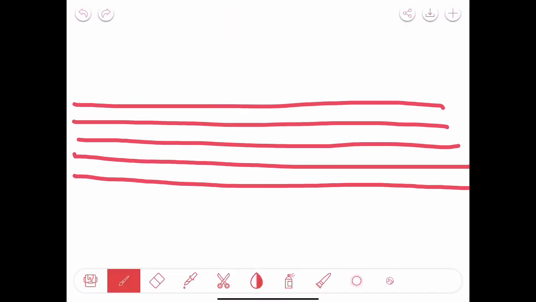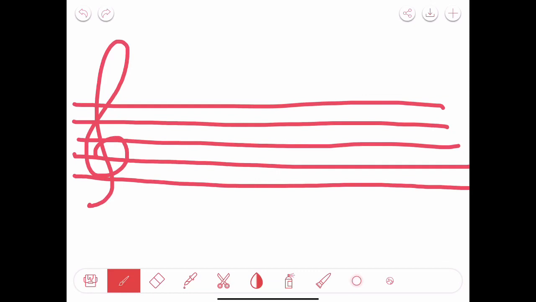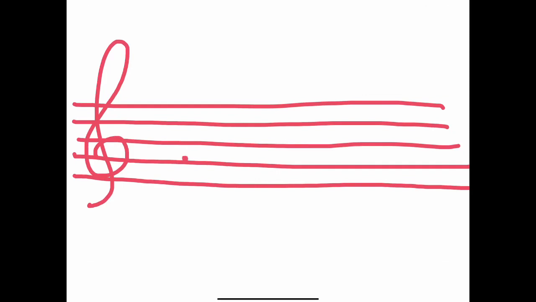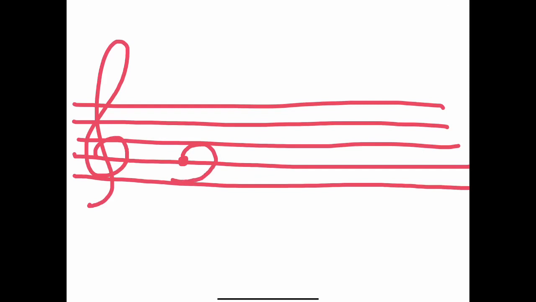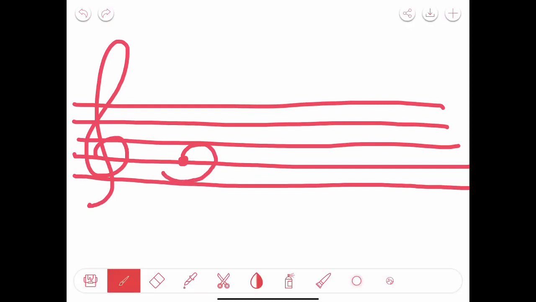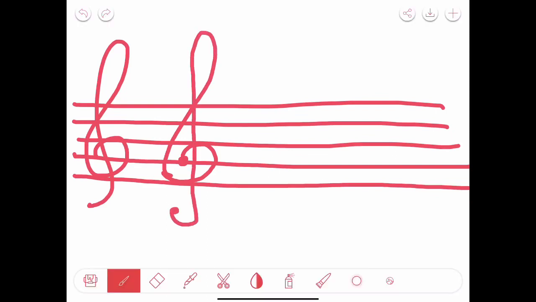Now we are going to go through the clefs. Here is your treble clef. A reminder on how to draw it. You start from the second line. You go up to the third line, just like that. Then you go down to the bottom line, a little bit bigger. And then you go up and you swirl and all the way down. And then you get at the end.